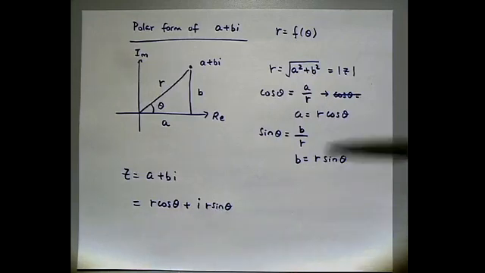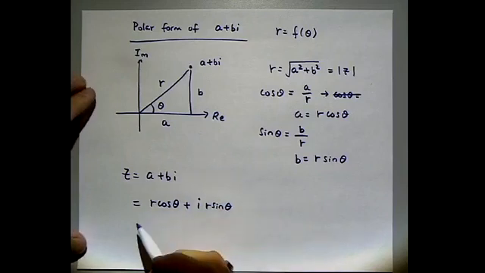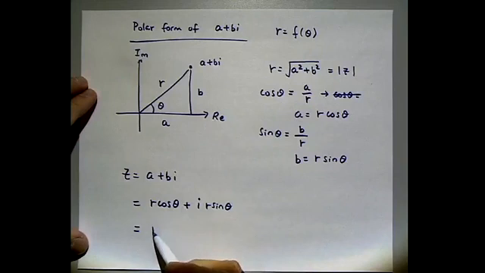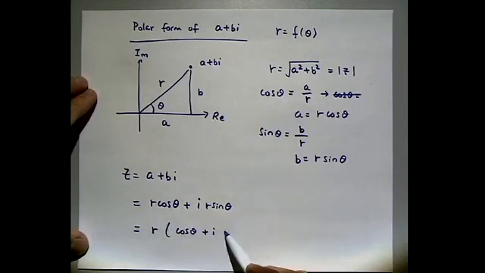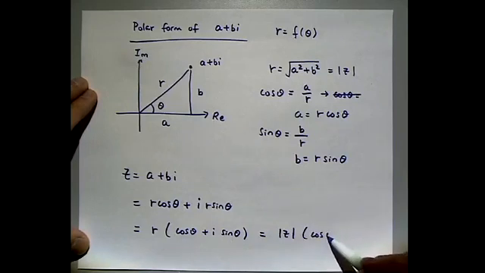And that's just for one reason, is to make it very, very obvious that the second thing is an imaginary part, an imaginary number here. So simplify this a little bit more. We get r cosine theta plus i sine theta, or modulus z, cosine theta plus i sine theta.